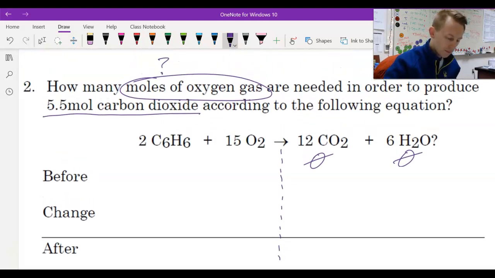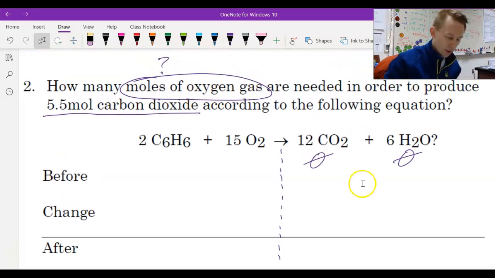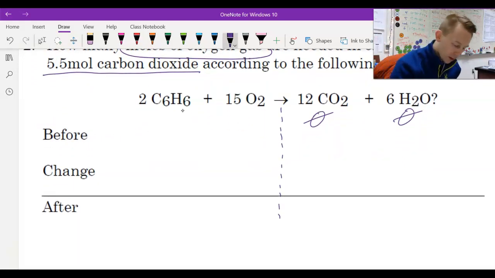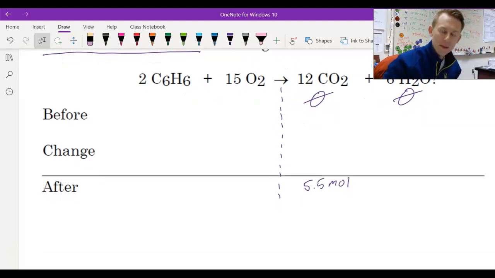In this case, it gives me a product. It says to produce 5.5 moles of carbon dioxide. What that means is in the end, after this is all done, I'm going to have 5.5 moles. Now, that might be confusing. You might be thinking, shouldn't 5.5 go here?